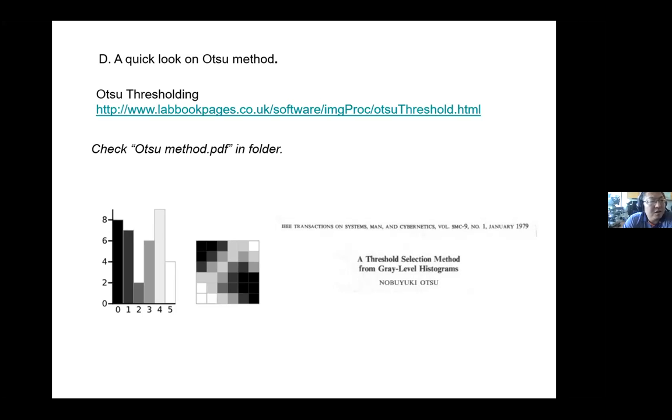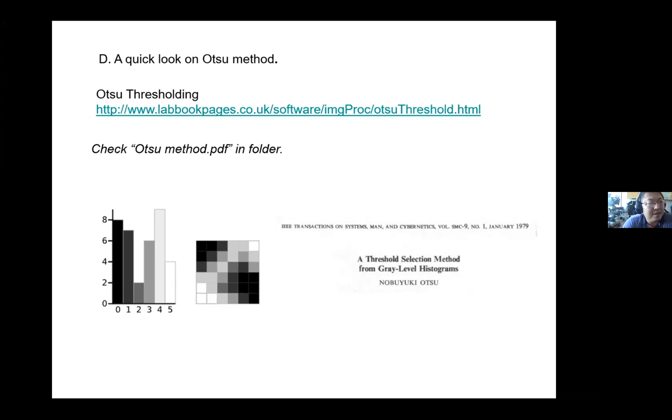So for Otsu, you consider a simple example: a 6 by 6 image, a total of 36 pixels. The intensity value is from 0 to 5, so we only have 6 possible values. In a real case, for 8-bit, we have 256 intensity values. And this is the histogram. We have 8 pixels with intensity 0, 7 pixels with intensity 1, 2 pixels with intensity 2, 6 pixels with intensity 3.